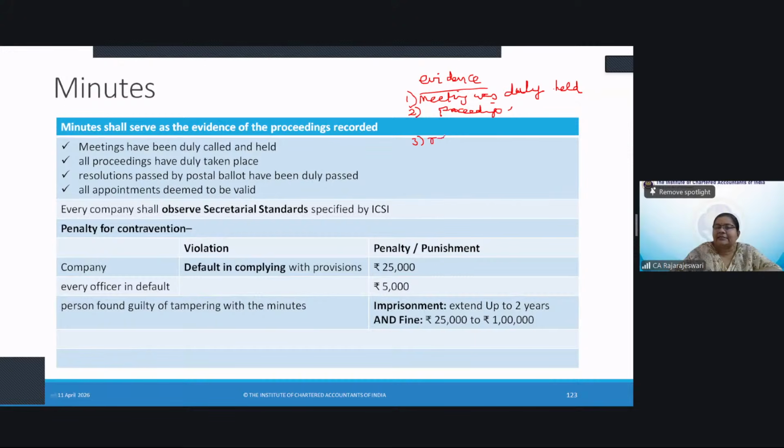Then you have passed the resolutions, whatever appears in the minutes, that resolution has been passed with the majority, or whatever it is, unanimous consent, or in board meetings you call it the requisite majority. Requisite majority is the term you use for a board meeting. For a general meeting, you call it a simple majority, an ordinary resolution or a special resolution.